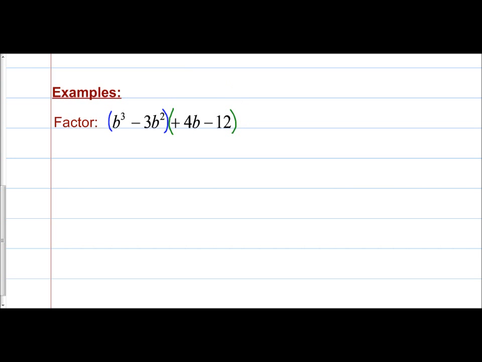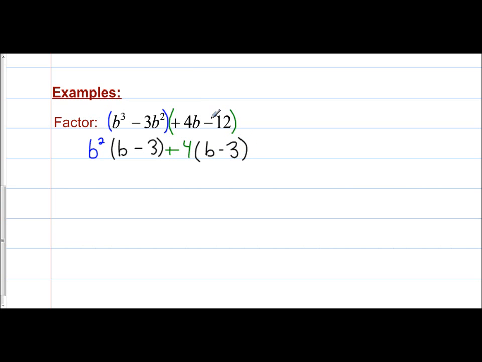If I look at b cubed minus 3b squared, I see they both have a b squared in common. So I'm going to factor that out. And if I factor that out, I'm left with b minus 3. If I look at my next pairing, I have positive 4b and negative 12. That GCF is a positive 4. If I factor that out, I'm left with b minus 3.